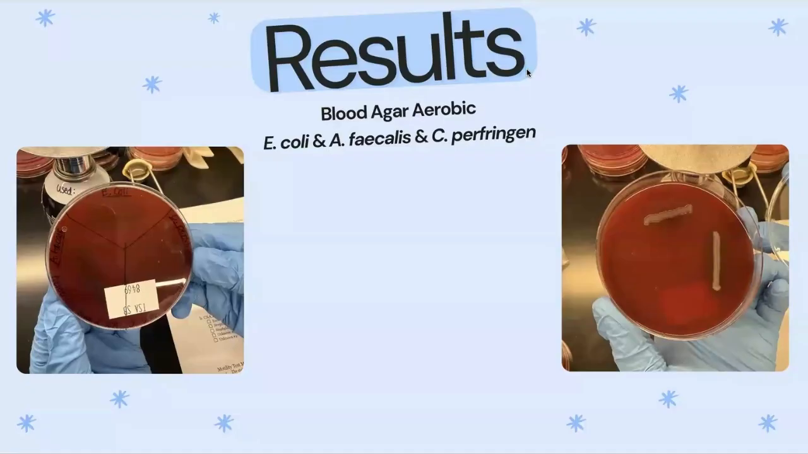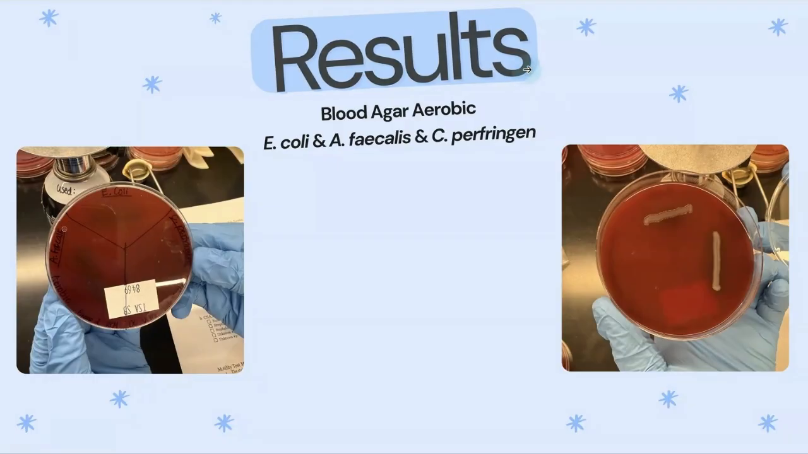For our results on the blood agar when testing for their aerobic properties, E. coli, A. facilis, and C. perfringens are pictured in these results below. The only one that did not experience any growth at all was the C. perfringens. However, the other 2, E. coli and A. facilis, did experience a linear type of growth.